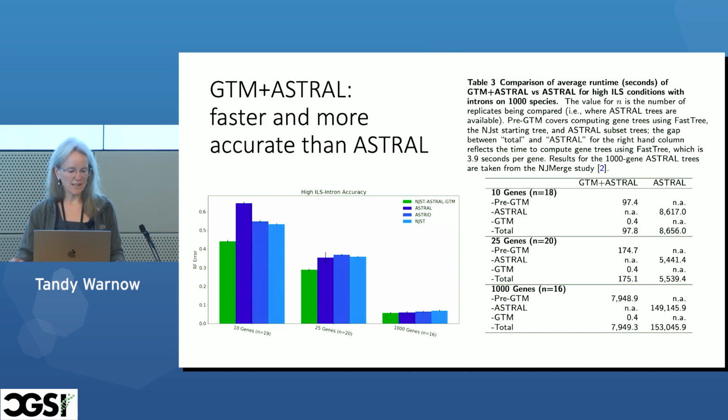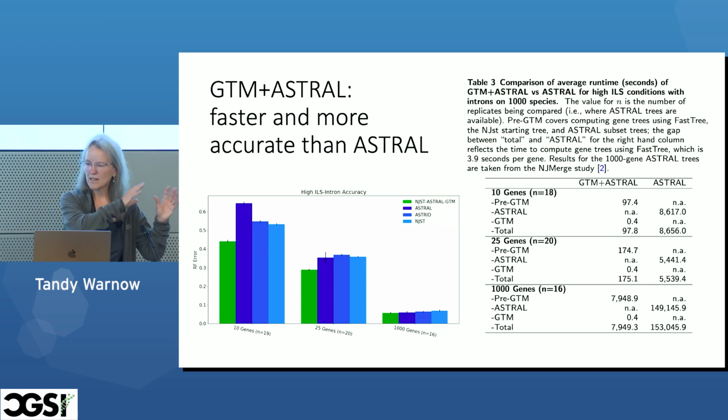This is really bizarre. This is a result of combining that with ASTRAL. So ASTRAL on the subset trees, and you combine them using a distance-based beginning tree. So this, again, is error. And what we have here is what you get on 10 genes, 25 genes, and 1,000 genes. We're comparing the GTM ASTRAL here. Here's ASTRAL. Here's ASTRID. Here's NGST. It's more accurate than ASTRAL. It's using ASTRAL on subset trees, and it's more accurate. As you increase the number of genes, it maintains its advantage for accuracy. When you get to 1,000 genes, it's no longer really more accurate.